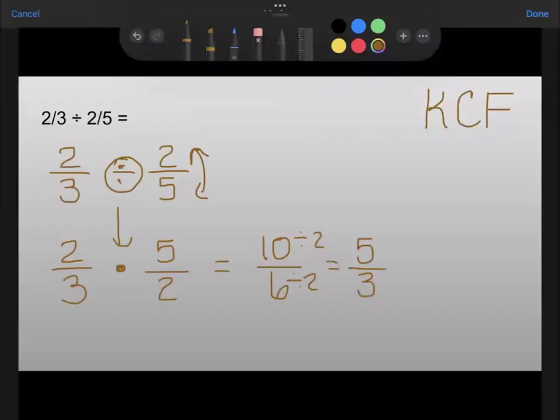Now I can change it into a mixed number by thinking about how many times 3 fits into 5, which is 1 time, and I would have 2 left over, or 2/3. So 5/3 is the same as 1 and 2/3.